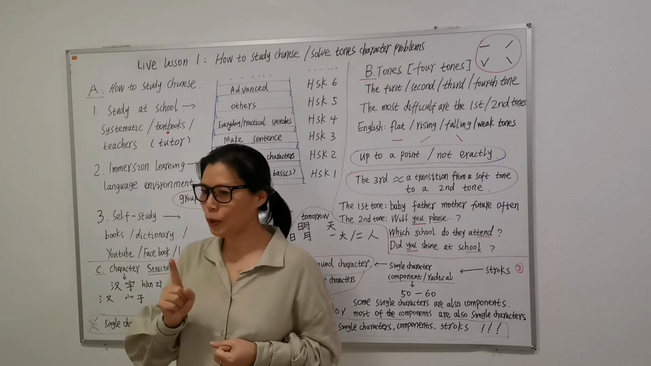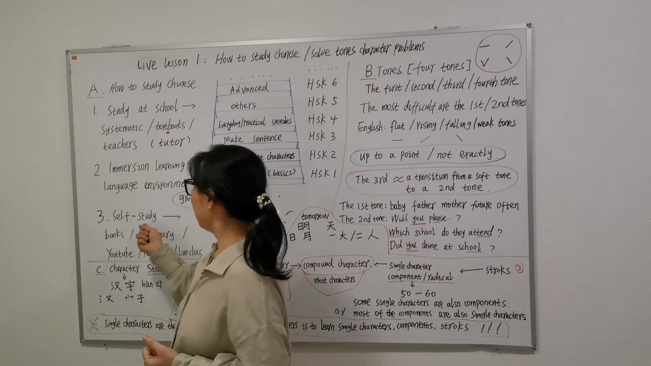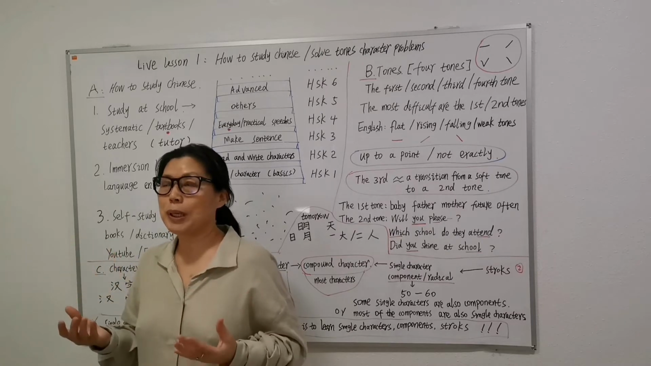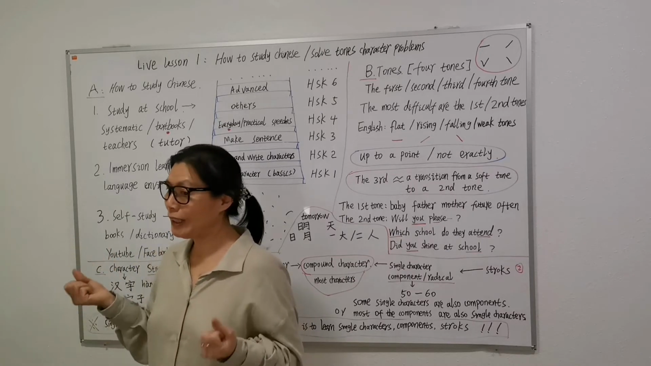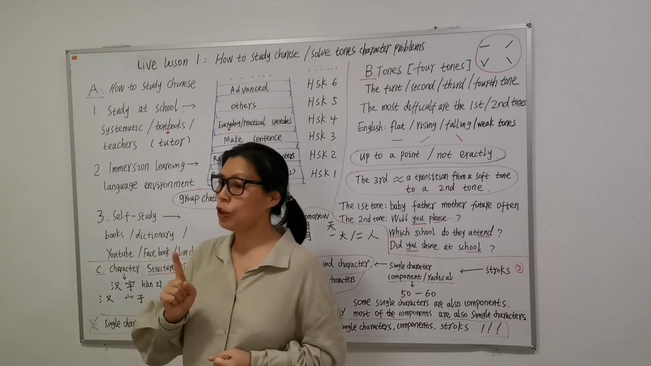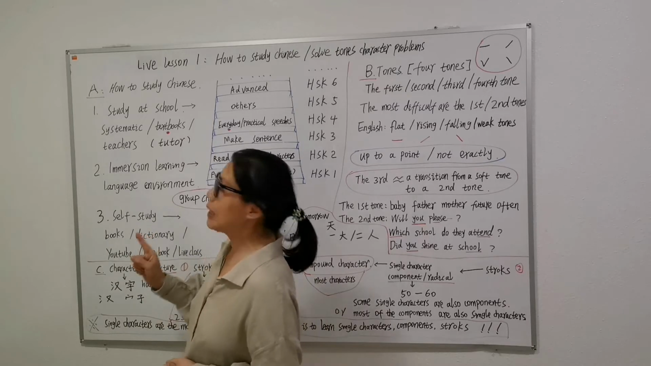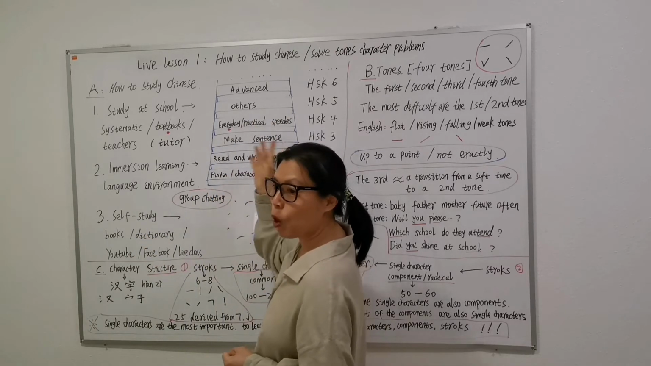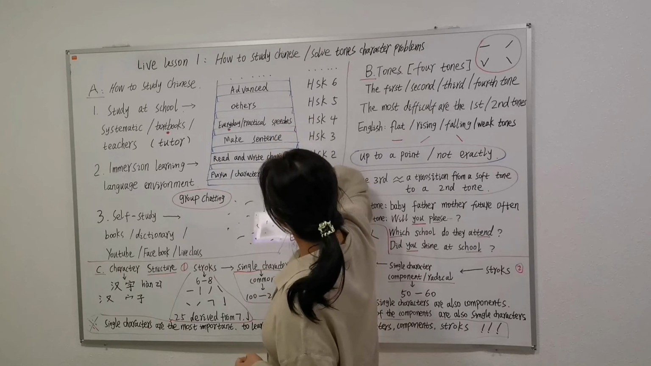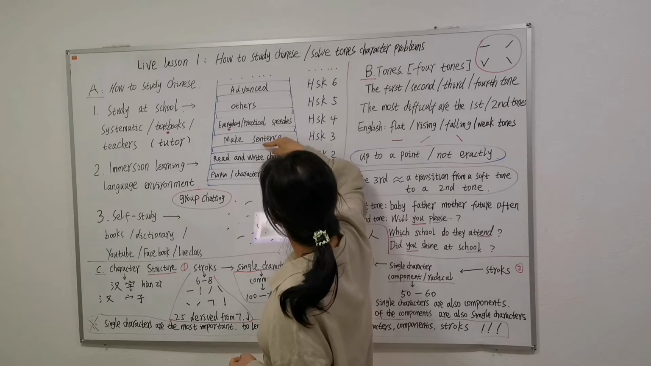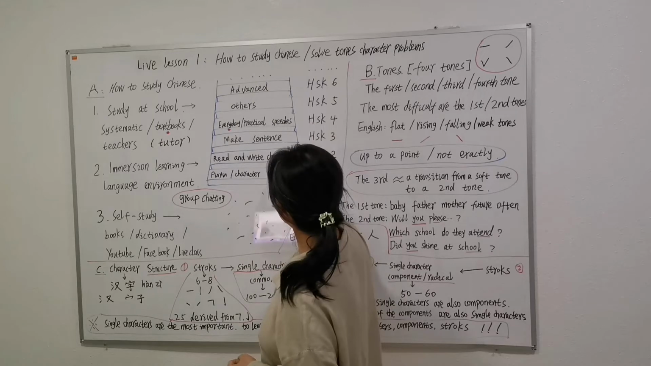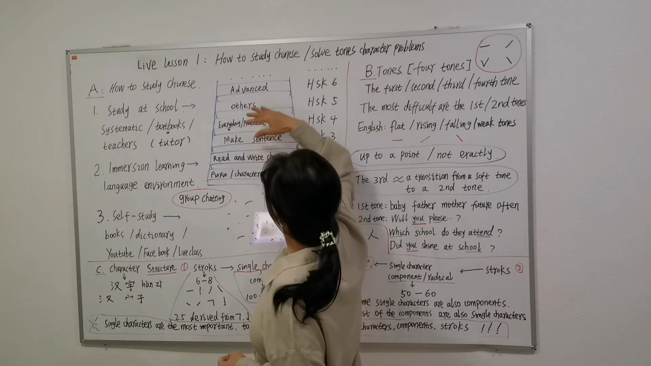But I tell you, even if you self-study, you still can get a systematic way of learning Chinese. How? First, you should know what the system is. Look at this drawing, step by step, from bottom to the upper side, from basic Chinese to advanced.